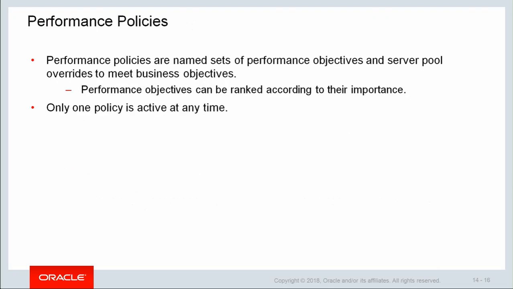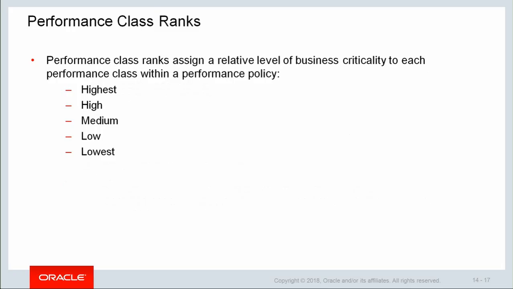And we can create many policies, but we can only activate one policy at a time. Also, if the performance of a service is worse than your performance objective, then Quality of Service makes a recommendation based on performance class ranks. So we have highest, high, medium, low, and lowest. Based on this rank, Quality of Service will make a series of recommendations.